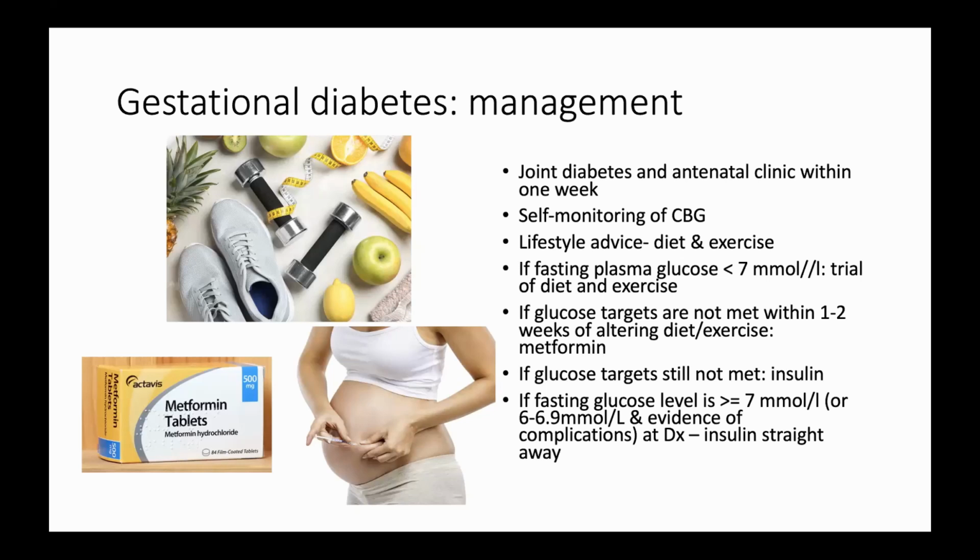However, if on your oral glucose tolerance test, you already have a fasting glucose level above 7, or if you have a glucose level between 6 and 6.9 and evidence of complications such as macrosomia or anything like that, then you start with insulin straight away. Okay.